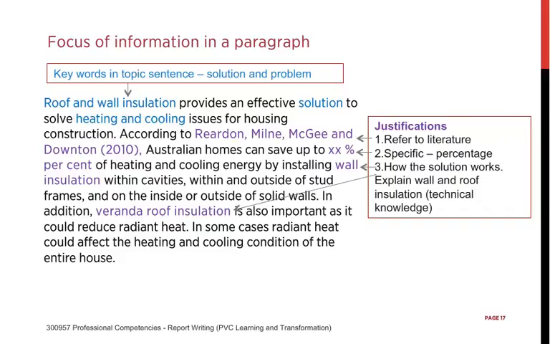Then the next good thing it did was it explained how the solution works. It explained the wall and roof insulation and provided the technical knowledge. So it gave an explanation of how it worked. This was in addition, veranda roof insulation is also important as it could reduce radiant heat. So it discusses the technical knowledge of radiant heat. Try to think of these topic sentences and then the justification behind your paragraph when writing your report.